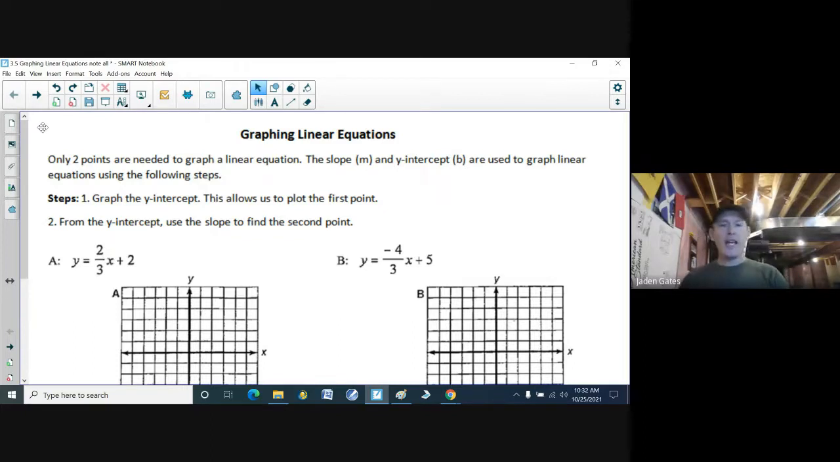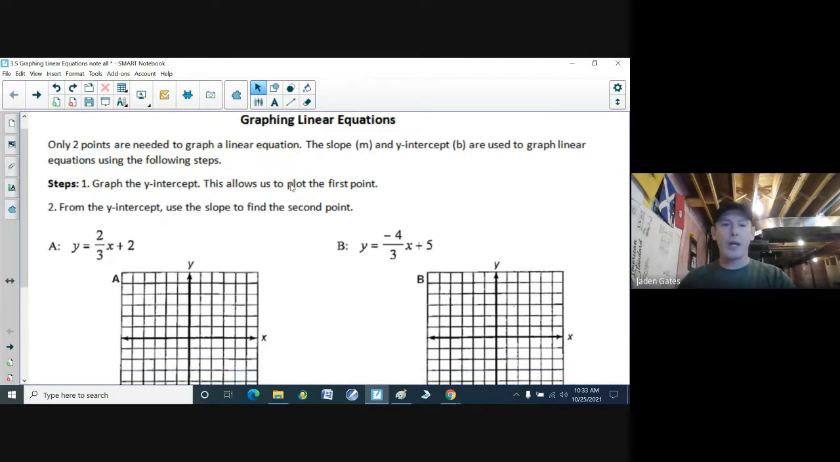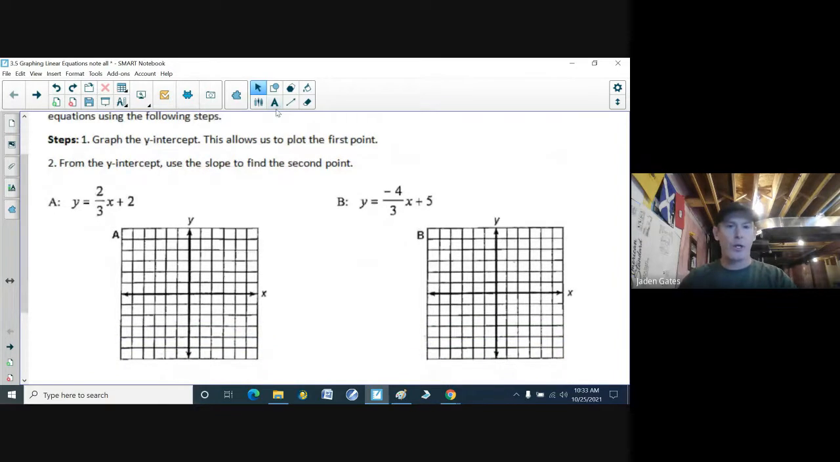All right, so the key items that we had before for finding the equation of a line was that we needed the slope and the y-intercept. Well, ironically, those are what we're going to use to graph our linear equations. Only 2 points are needed to graph a linear equation, but we're going to use more. The slope and the y-intercept are used to graph a linear equation using the following steps. So here's how we're going to do it.